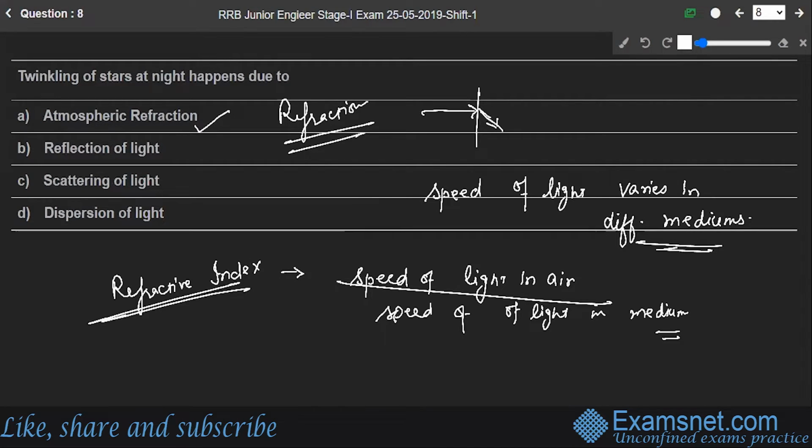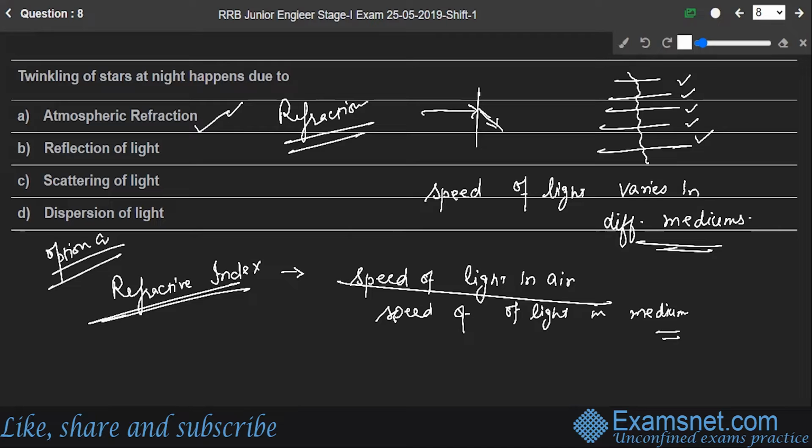Okay. Next, the answer to the question: twinkling of stars at night happens due to atmospheric refraction. Let's understand that as well. The different layers of the atmosphere have different refractive indexes. The ray of light coming from outer space changes continuously, bending its path while passing through these different layers. So that's it. We have option A as the right answer.